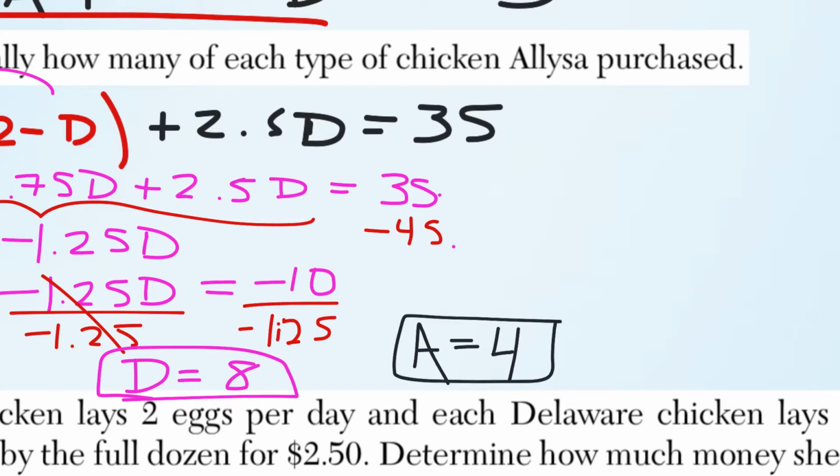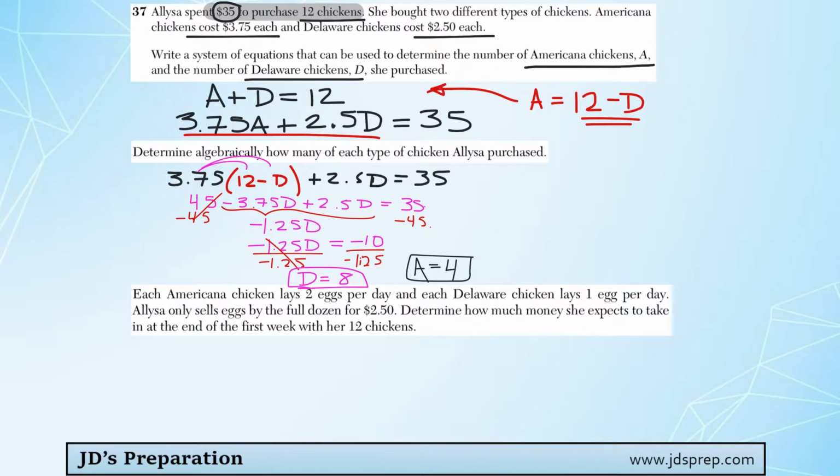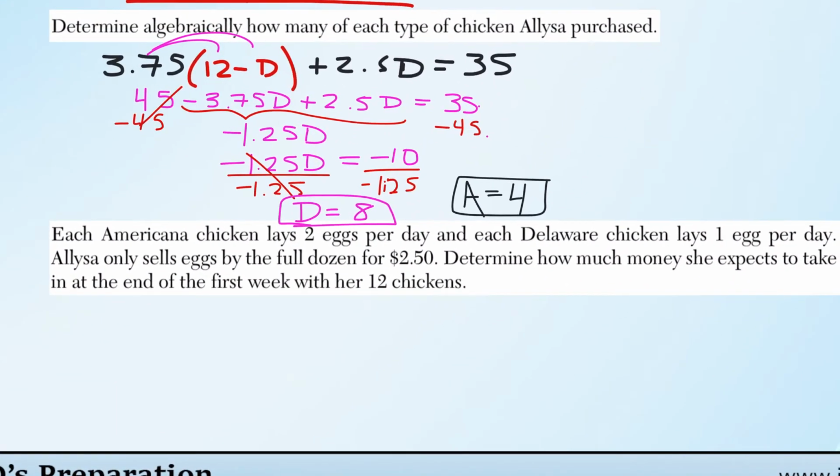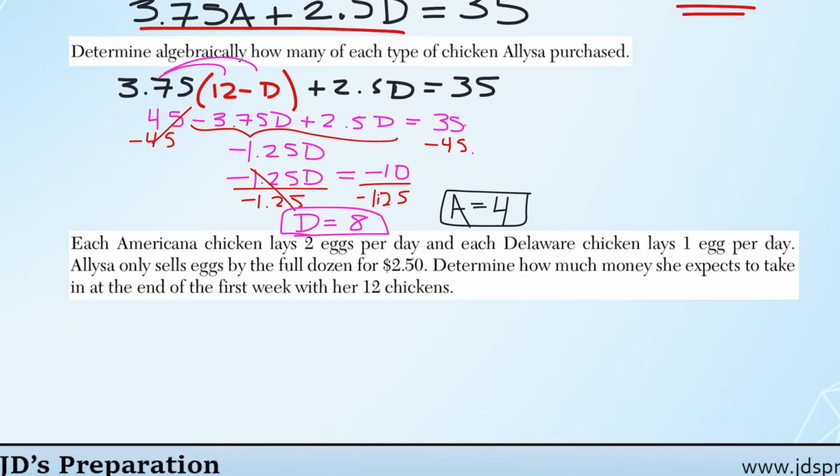okay? Simple enough. Okay, so for the last part of the question here, we're told that each Americana chicken lays 2 eggs per day. So because she purchased 4, that means that she's getting 8 of those eggs in a day. And each Delaware chicken lays 1 egg per day. And we know that she purchased 8 of them, so 8 eggs in a day. So we can go ahead and add those 8 eggs to that total.